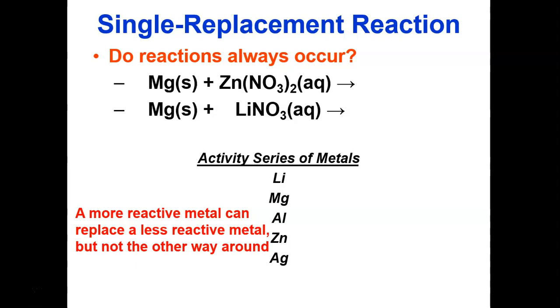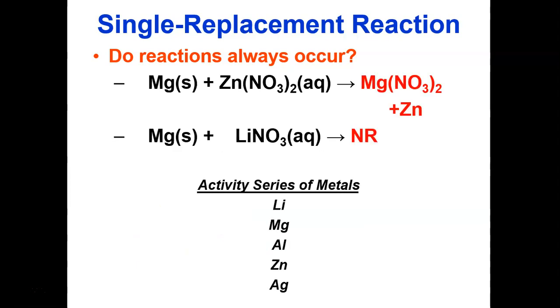In the second reaction, magnesium is less reactive than lithium, so that means that it won't occur. So our products would look like this. We'd have magnesium nitrate and zinc, and then the second one we would just write NR, and that means no reaction.